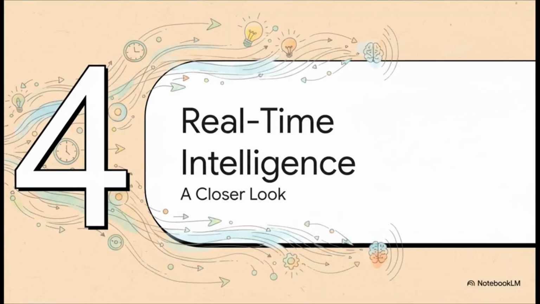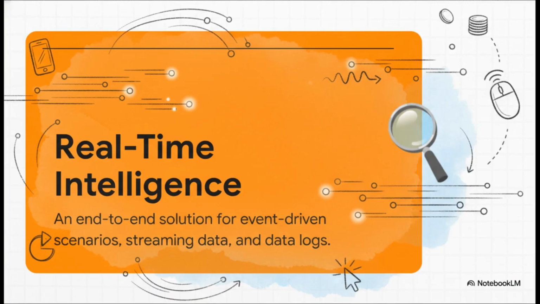Okay, I know that was a lot to take in. So to make this all a bit more real, let's zoom way in and do a deep dive on just one of those experiences, real-time intelligence. This part of Fabric is all about handling what you'd call data in motion. We're talking about stuff like website clicks, readings from IoT sensors, or financial transactions as they happen. We're not analyzing what happened yesterday. This is all about understanding and reacting to what's happening right now.